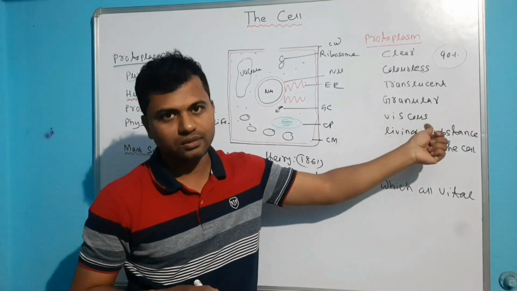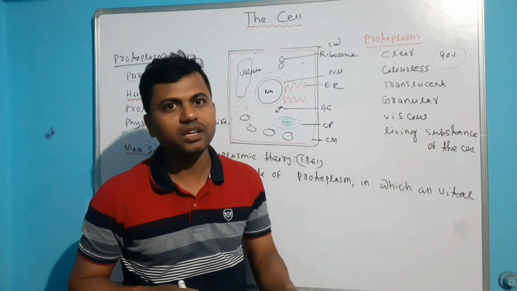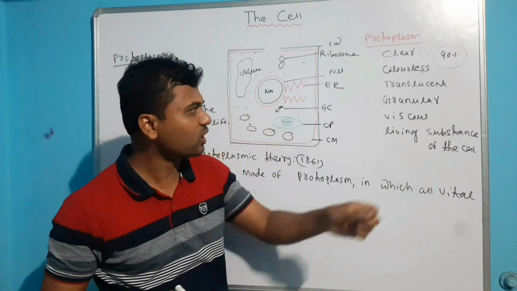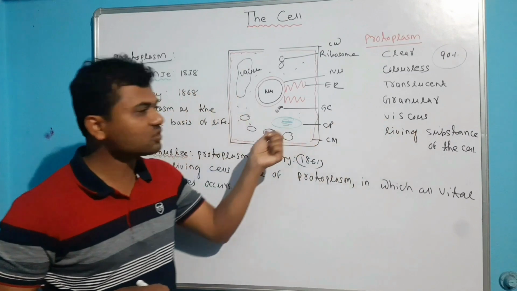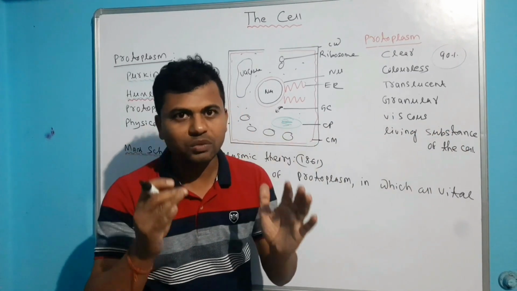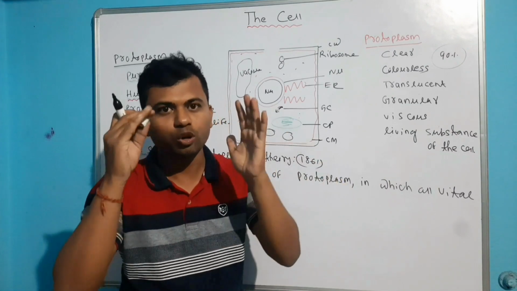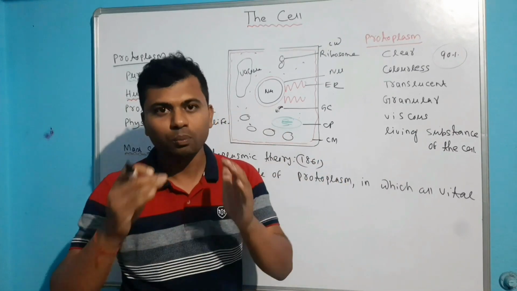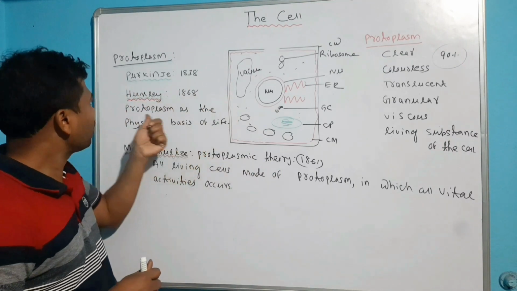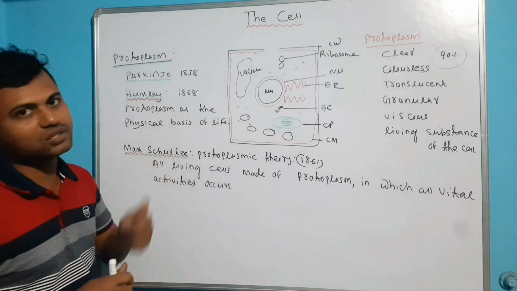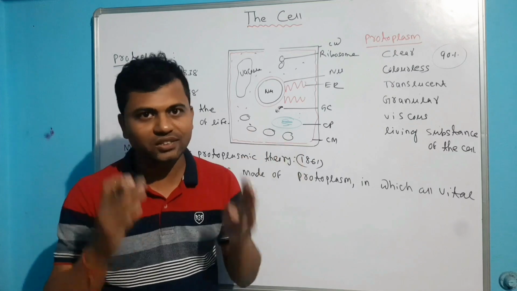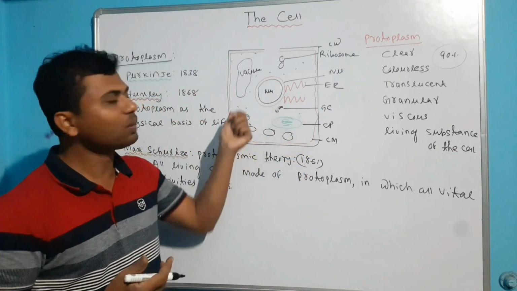The next word is viscous. Viscous means when something is more dense or sticky. The protoplasm has a viscous nature. Next is the living substance of the cell. The protoplasm is the living material of the cell. For that reason, Huxley in the year 1868 called protoplasm the physical basis of life. If we ask where in our body life exists, the answer is in the protoplasm.